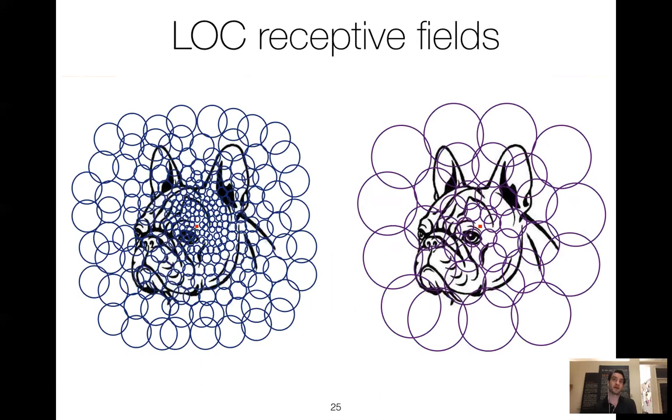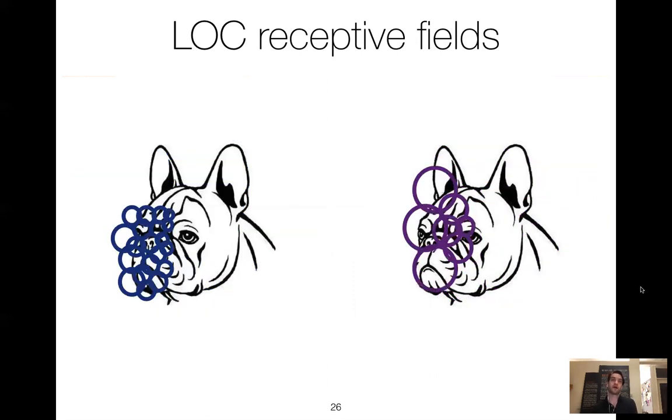And here what I've just done is just scattered some small V1 receptive fields on this bulldog on the left and some larger LO receptive fields on the right. And let's just focus on a small number of them. And for example, let's look at this area around here by the mouth. As you can see in LO, this big receptive field is able to combine the responses of all these different oriented lines of the mouth, whereas in V1, each cell is really only seeing one line at a time.